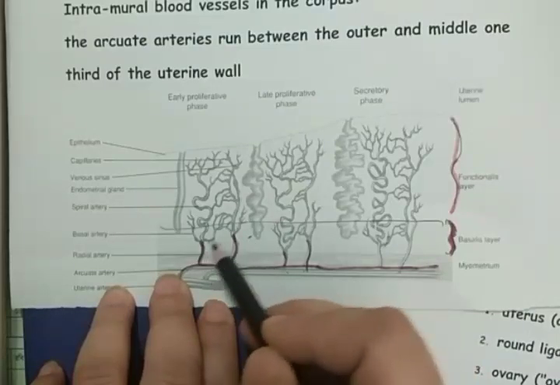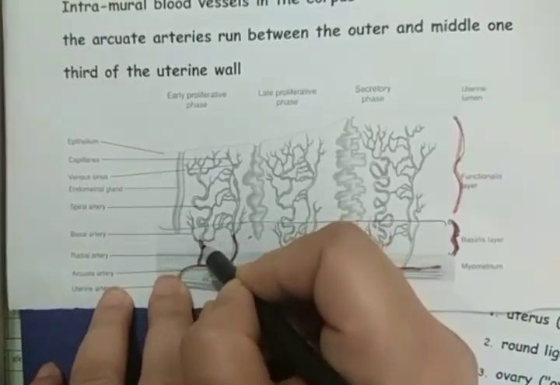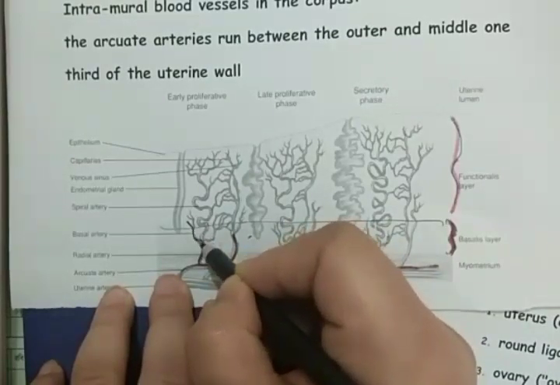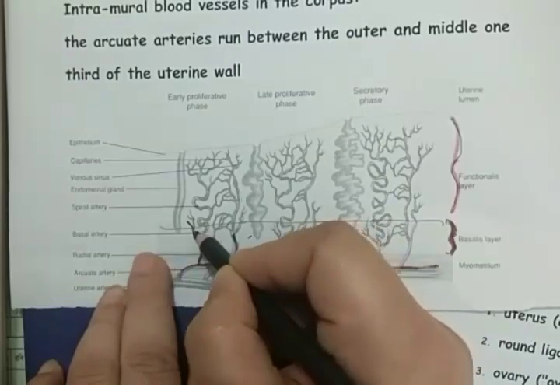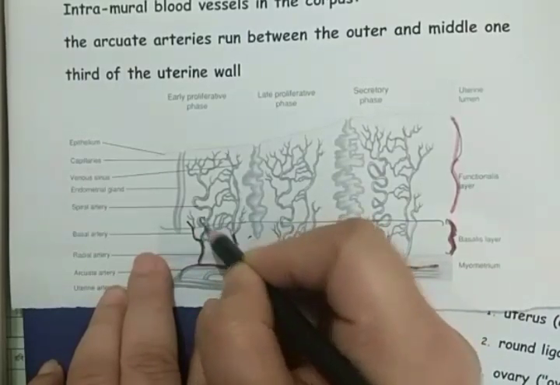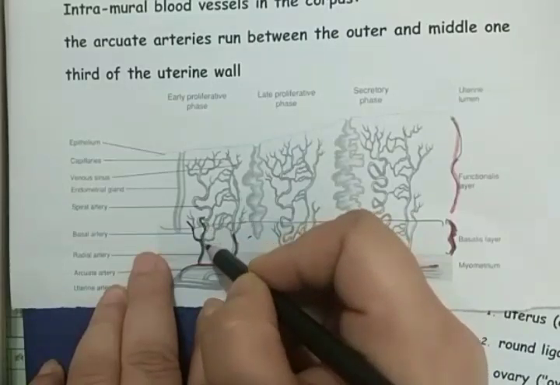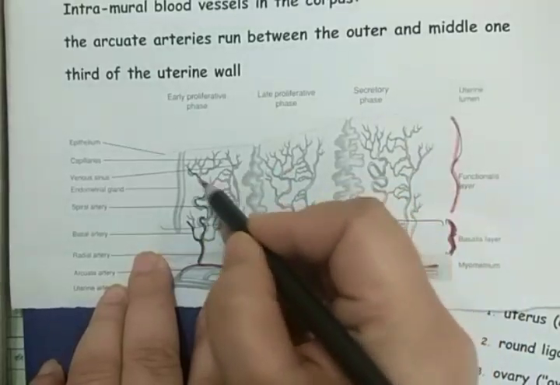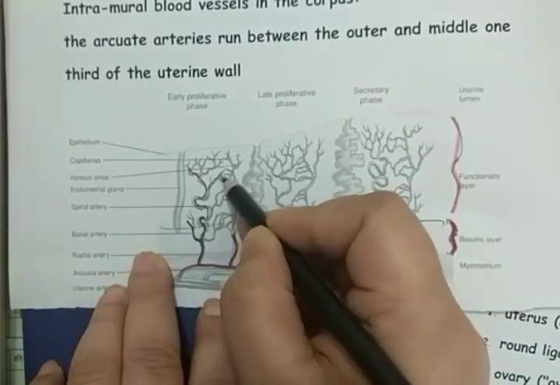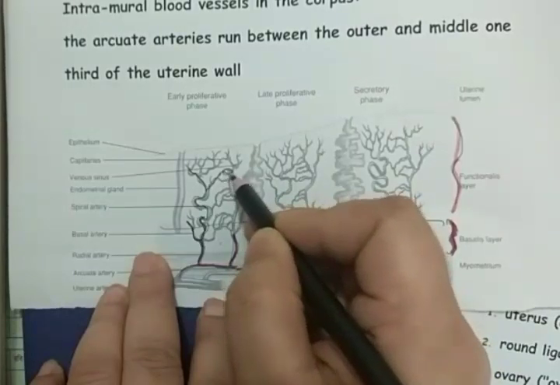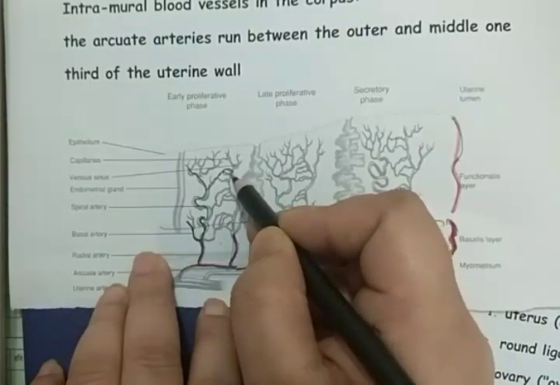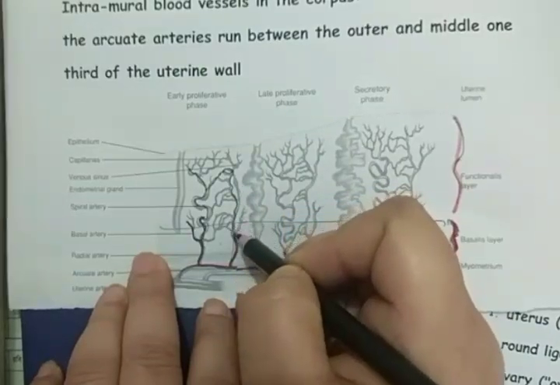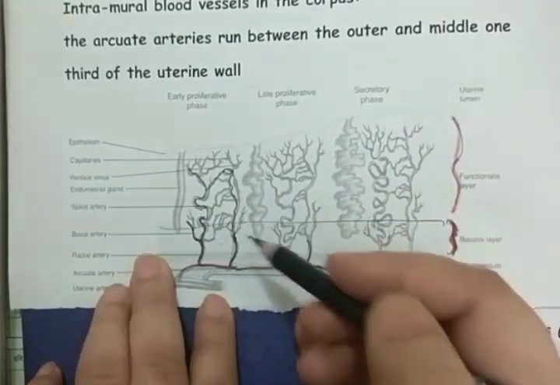Within the basal layer of the endometrium, it gives two branches. One is the straight artery or basal artery, and another is the spiral artery. This is the proximal portion of the spiral artery. This is the distal portion of the spiral artery. The spiral artery also forms some lacunae, the dilated capillaries, and this is the venous drainage of the endometrium.